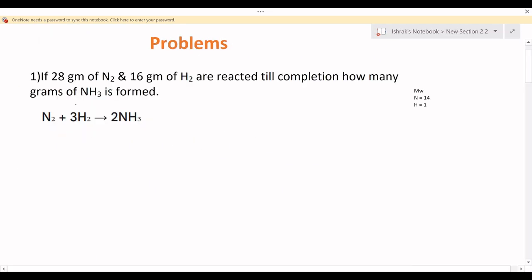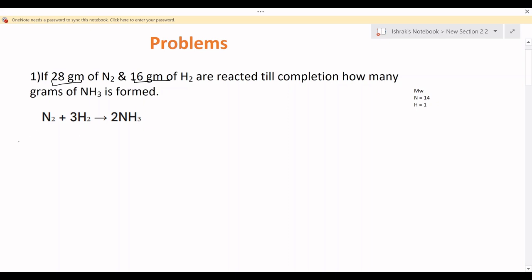Better understanding of limiting reactants and excess reactants. First, we see what information we are given. We are given the weight of nitrogen here, and we are also given the weight for the hydrogen. Now, the first thing, as I said, we have to do every calculation in terms of moles. So first, we need to find the moles.